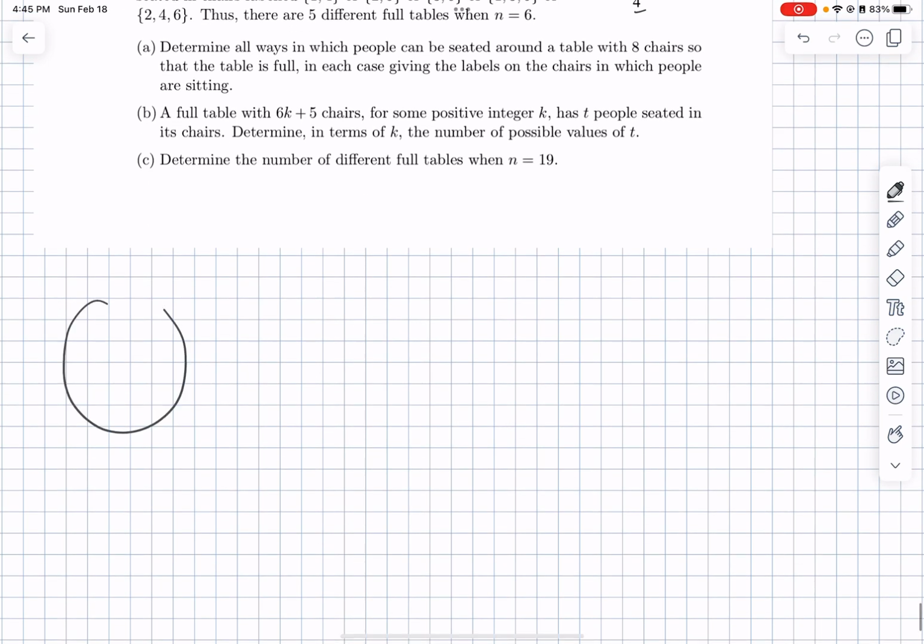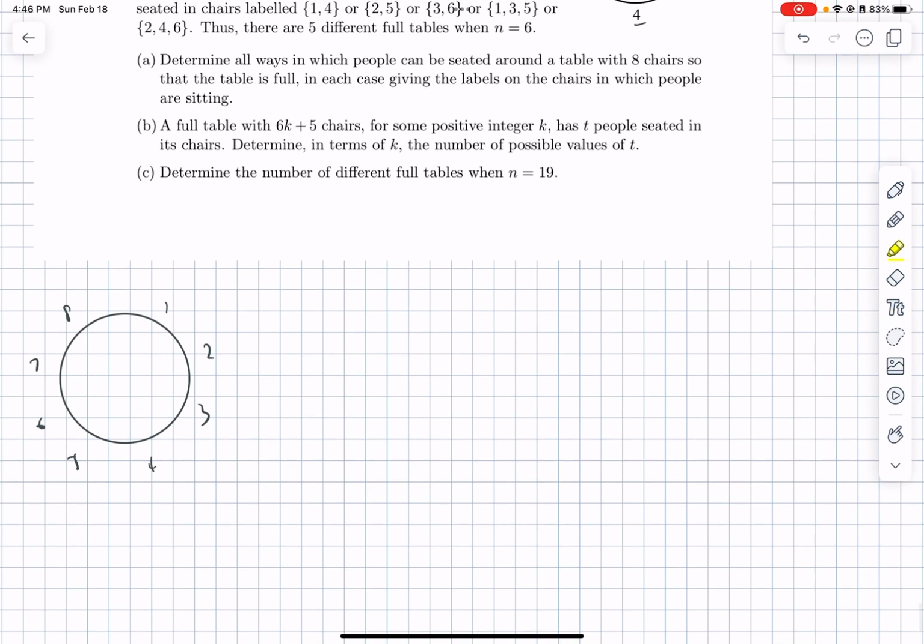Okay, so let's draw a quick diagram here. Let's draw a circle, 1, 2, 3, 4, 5, 6, 7, 8. Let's look at the maximum number of people we can seat. If we want the maximum, that means people want to be sitting as close to each other as possible. So if someone's sitting in 1, then someone wants to be seated in 3, 5, and 7, for example. So that's 4 people. However, if we want the minimum number of people, then we always want to space out by 2 so that no people can squeeze between you.